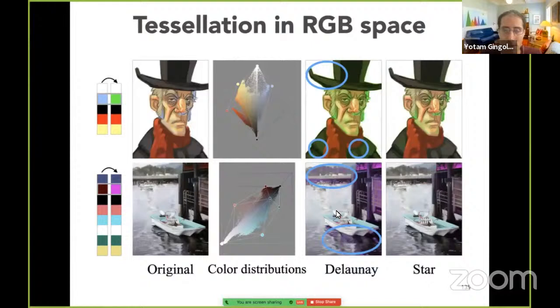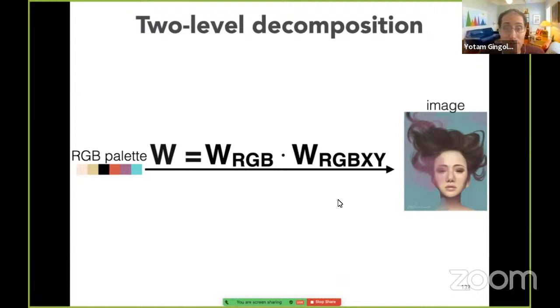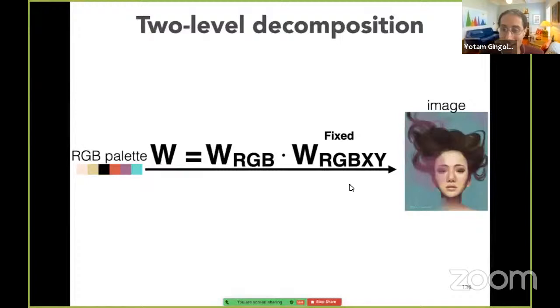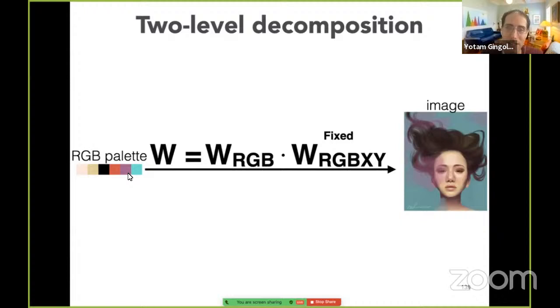We can multiply them to get our final weights. These weights on the right are fixed. They never change, right? They're like a property of the image. No matter what your palette is, they don't change. The RGB weights are based on the RGB palette, so they change.